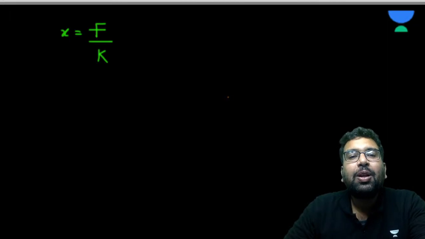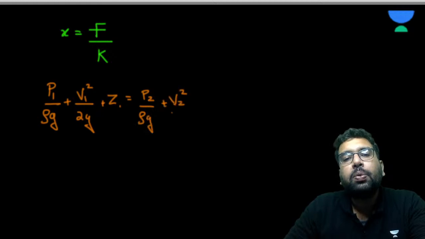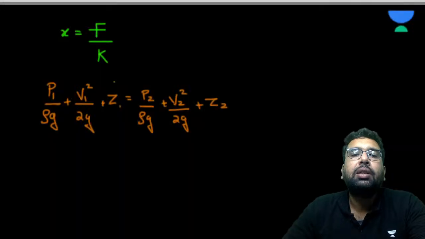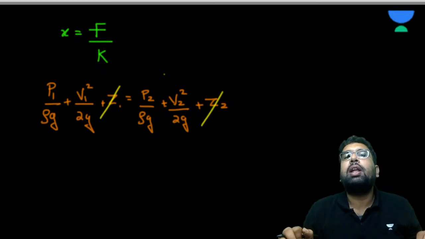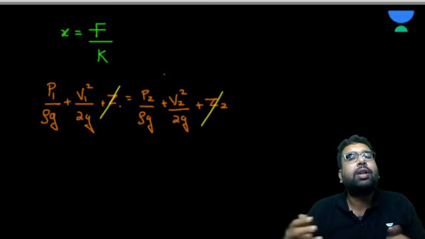So let's apply the Bernoulli equation between points 1 and 2. So how do we apply it? We write P1 by rho g plus V1 square by 2g plus Z1 is equal to P2 by rho g plus V2 square by 2g plus Z2. Now see what happens. Z1 and Z2 are the same because the datum is the same. This is a horizontal venturimeter, so it is on the same level. So there is no difference of the datum, so the potential energy or datum head is the same, and we can cancel it out.